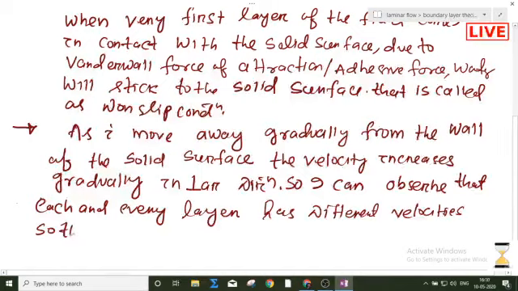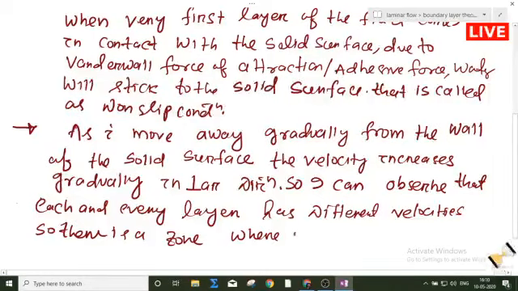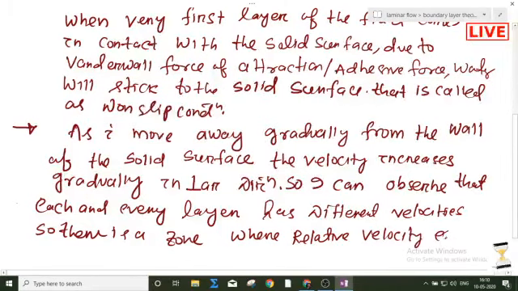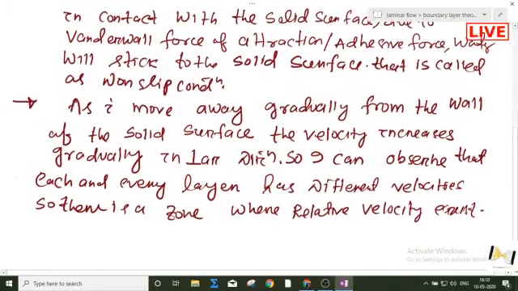So there is a zone where relative velocity exists, where this relative velocity will exist. Okay, so what actually I'm trying to say, just understand this point. Let me make you understand.